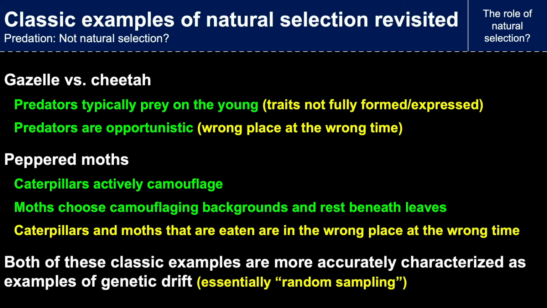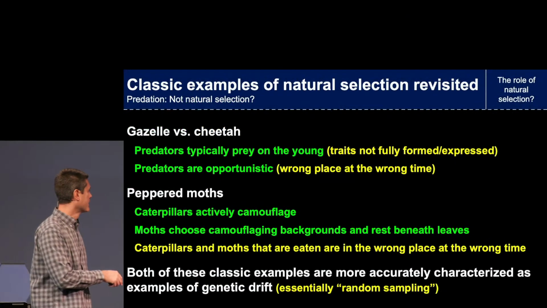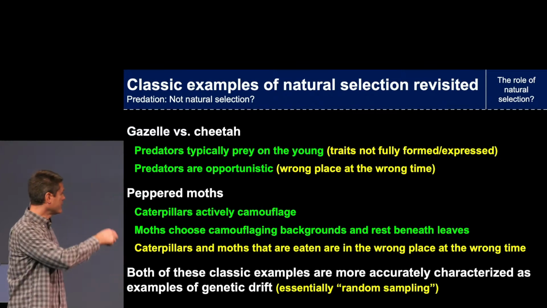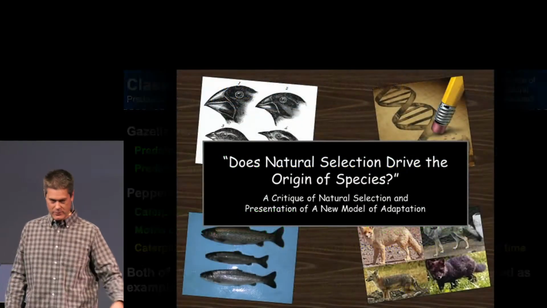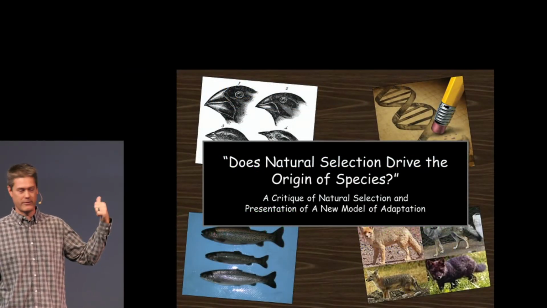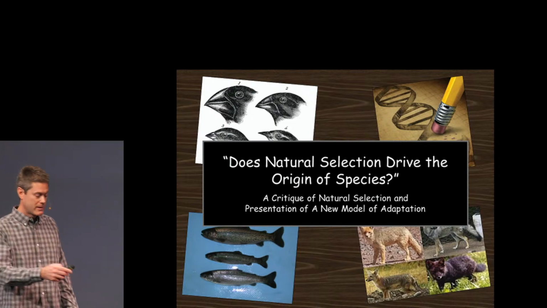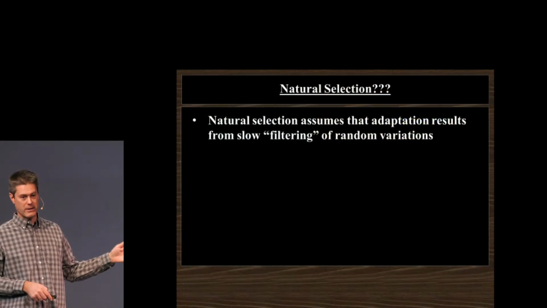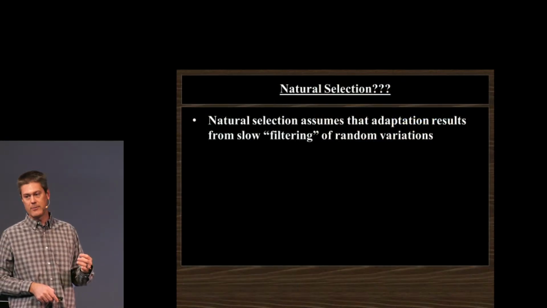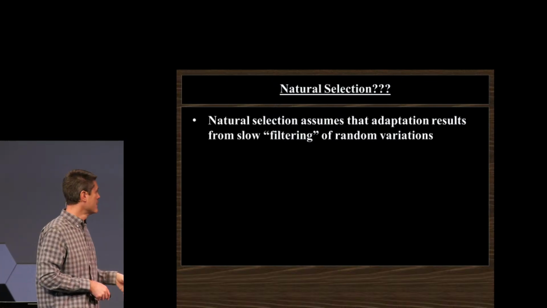And we can go into a lot of different examples about what seems to be natural selection really isn't. But instead of doing that, because we're actually going to be focusing on the mechanism of adaptation, I'm just going to reference back to my presentation from 5 years ago. Does natural selection drive the origin of the species? So basically, I went through an entire presentation, an hour and a half, talking about natural selection and giving lots of examples and showing how natural selection doesn't seem to be what's actually happening.